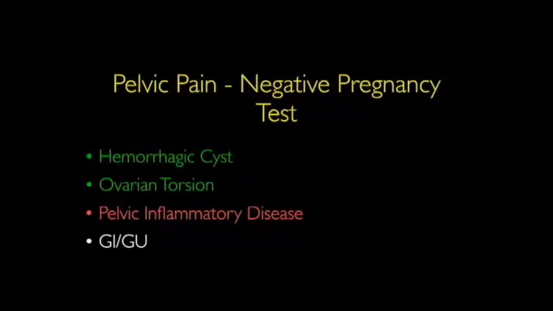There are a lot of things which can cause pelvic pain. However, I'd like to take this limited time to really discuss hemorrhagic cyst and ovarian torsion, and then touch a little bit on pelvic inflammatory disease, because these three can mimic each other. Of course, there are other causes of pelvic pain, GI or GU etiology, however we don't really have time to discuss those today.